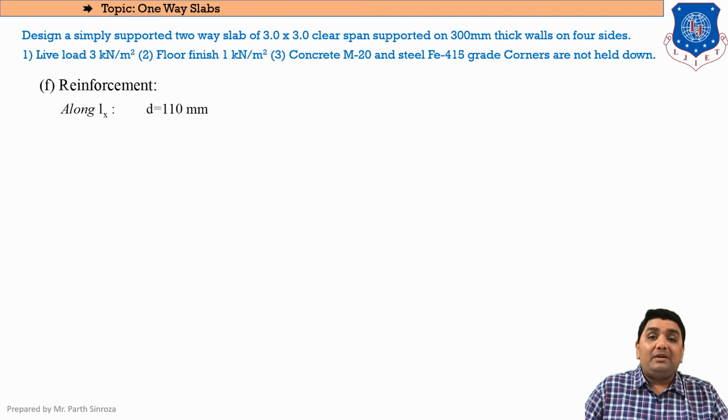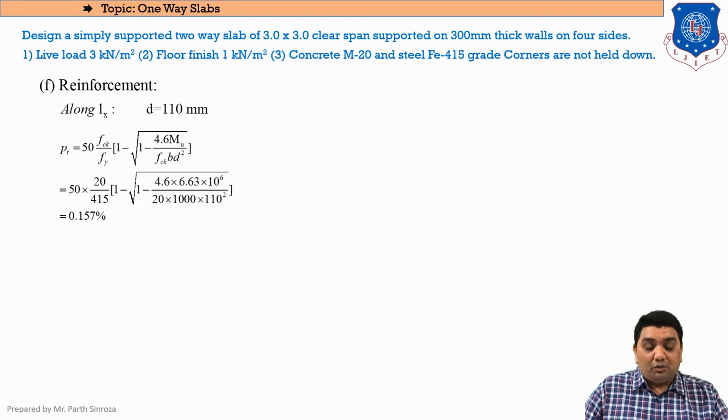Moving forward, the first thing that we need to do is always to identify the value of pt. For pt, again the equation will be the same that we have already seen. So for this, pt comes out to be 0.157. Now keep in mind, keep a note of it so you don't forget in your examination: whenever you are dealing with two-way slabs, it is mandatory to provide bent up bars. Clear? It is mandatory to provide bent up bars.